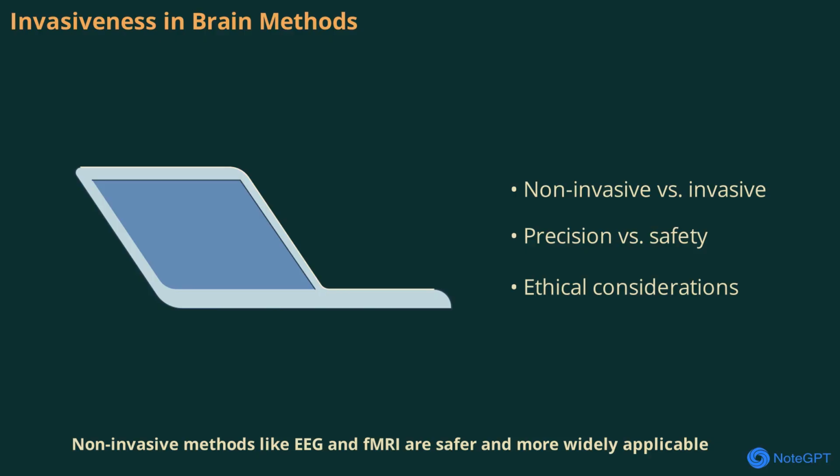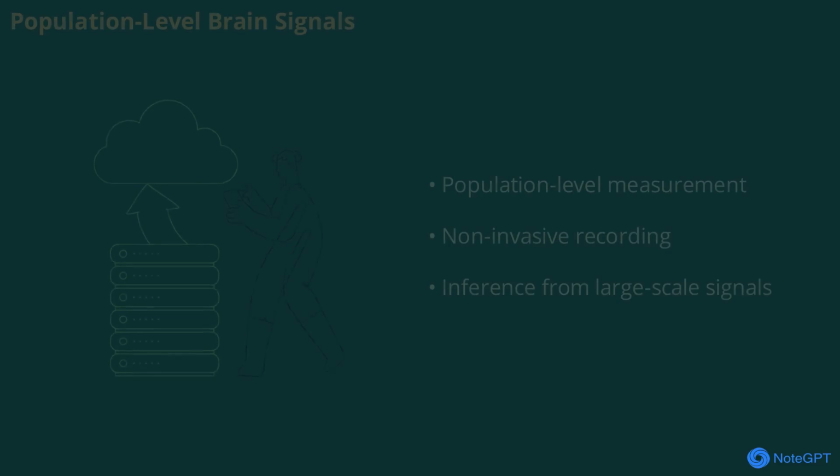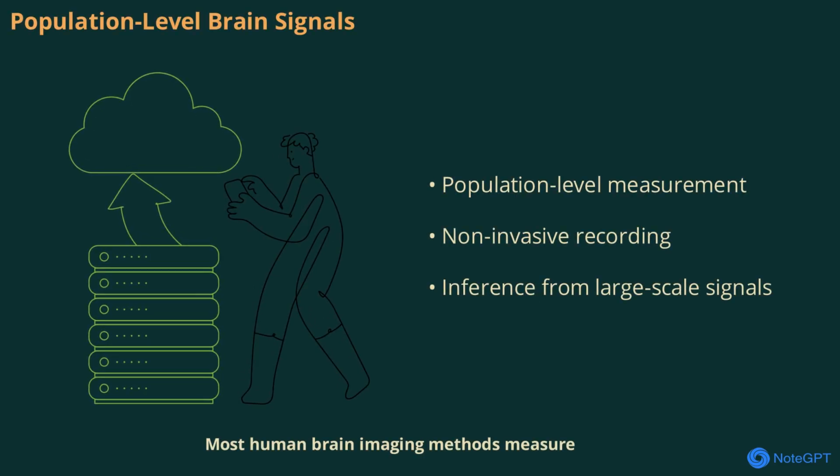Another important consideration is invasiveness. Non-invasive methods like EEG and fMRI are safer and more widely applicable, but may lack the precision of invasive techniques like embedded electrodes. The choice between invasive and non-invasive approaches depends on the research or clinical goal, as well as ethical and practical factors.